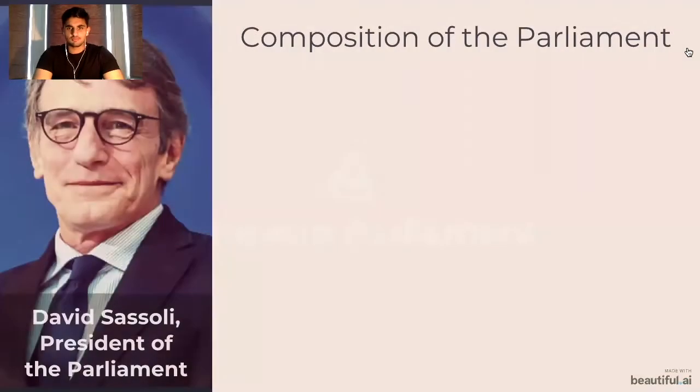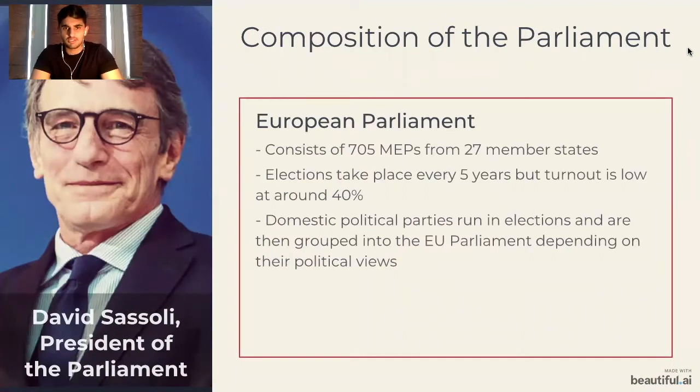So in the European Parliament, which is composed of 705 MEPs from all 27 member states, elections will take place every 5 years. Normally turnout's very low, at about 40%, because people don't feel a connection to the European Union. And what happens is domestic political parties will run in the elections, and depending on the number of votes, they will be grouped into the EU Parliament depending on their political views. So if there's a domestic political party who is more right-wing, they'll be grouped into a more right-wing set of political parties from other countries in the EU. Same with left-wing, socialist, etc., etc.